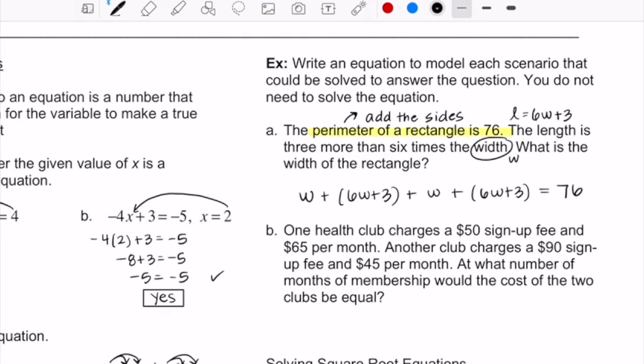On the next example, one health club charges a $50 sign-up fee and then $65 per month. A second club charges a $90 sign-up fee, and then they charge $45 per month. You're trying to write an equation that you could use to solve the question, when would they be the same? So if we let M stand for months on this one, a $50 sign-up fee plus $65 per month, we want to find out when would that be equal to a $90 sign-up fee plus $45 per month. Again, we don't need to solve it, we're just setting up the equations.